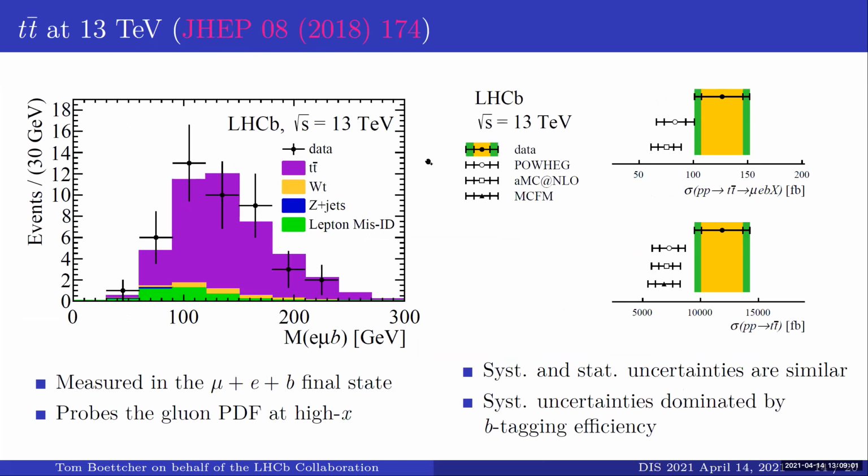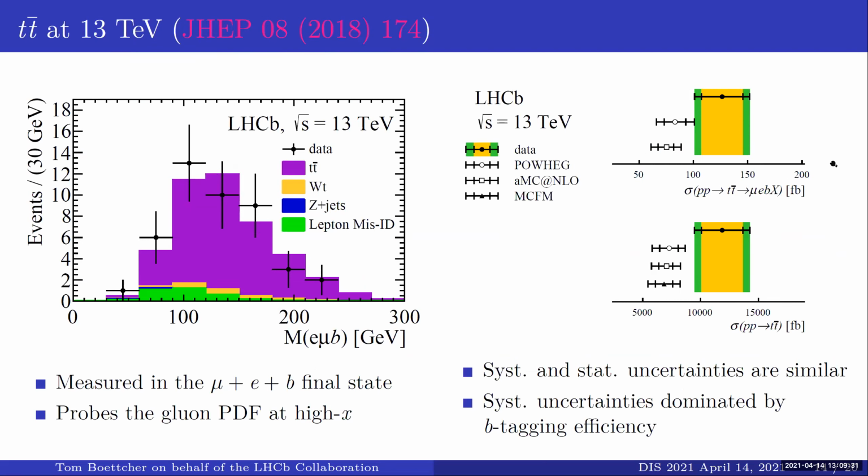Another nice thing you can do with heavy flavor tagging is measure top production. This will be sensitive to the gluon PDF at very high x, and LHCb has produced a number of top production measurements. This particular measurement uses the muon electron b-jet final state, and this is a very pure channel. This plot has 44 events in it and an expectation of about 6 background events. And the results are shown on the right.